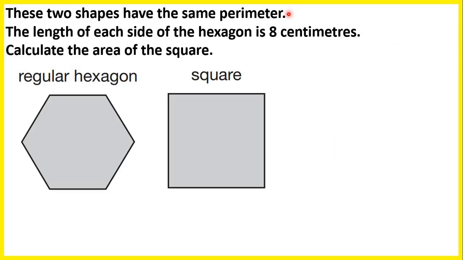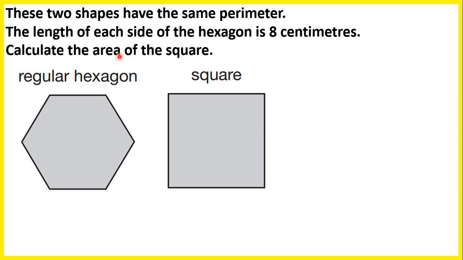These two shapes have the same perimeter. The length of each side of the hexagon is 8 centimeters. Calculate the area of the square. So we need to remember that the perimeter is the total distance around the outside of the shape, but the area is how much space a shape takes up.